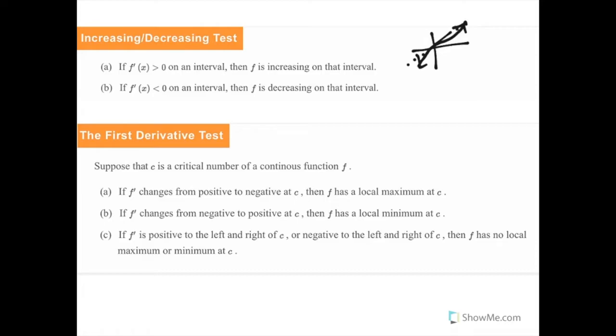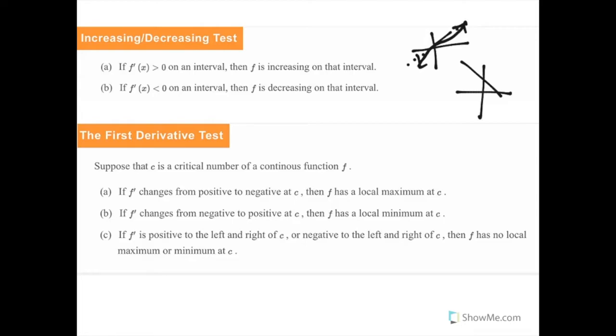And same thing for part B. If you have a function that is decreasing, then the derivative, which is the slope of that tangent line, is going to be negative. Obviously, it's going to be going down to the right. So I think both of these, part A and part B of the increasing, decreasing test, should be fairly straightforward.